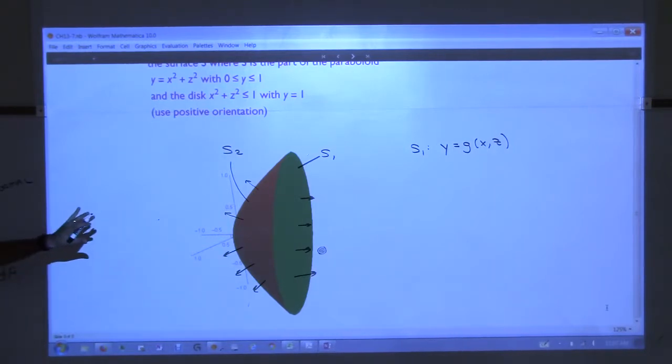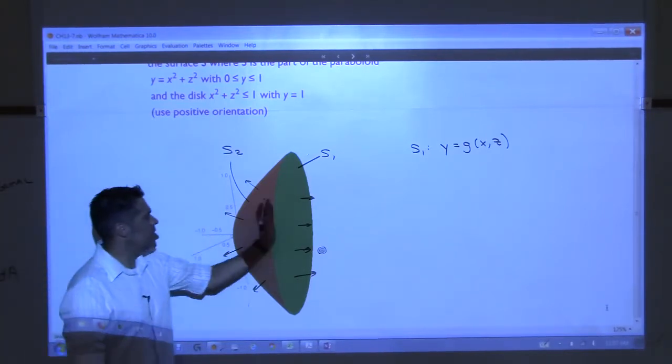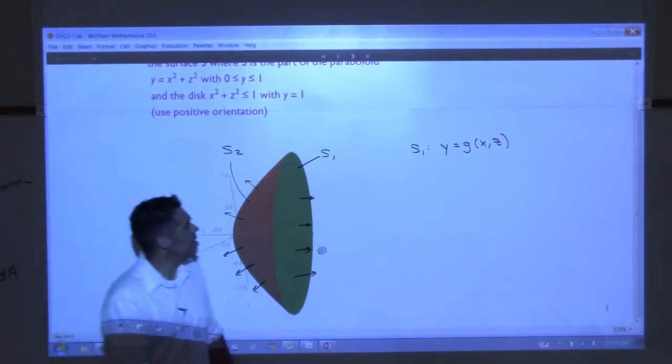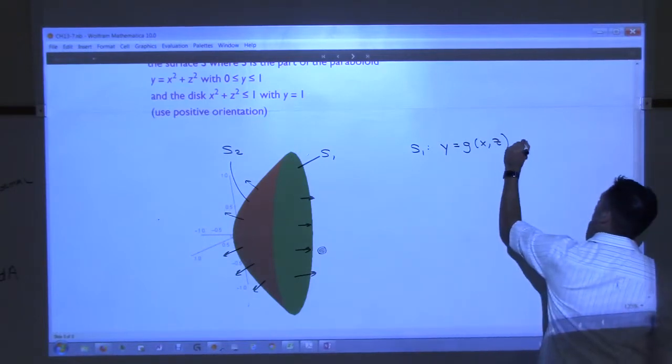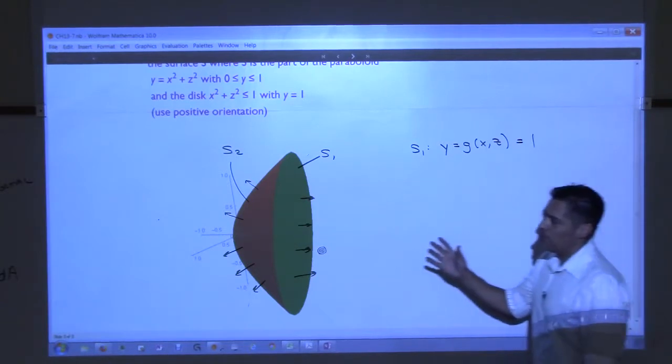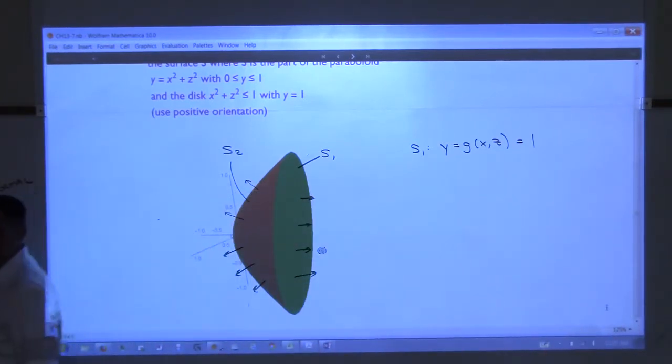So I'm not disagreeing with that. We can look at y as a function of x and z, but what is the function? Y equals 1, because if you're on this green surface, y is 1. Agreed? Okay, so I could do that. Now if y is a function of x and z and it's a constant function, then I should be able to use one of these special cases, right?